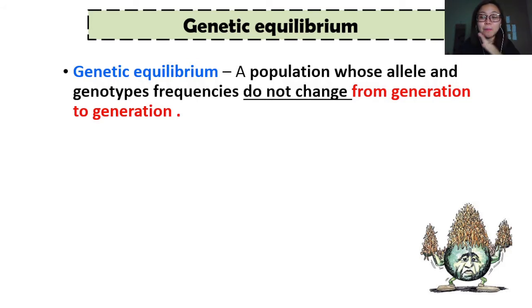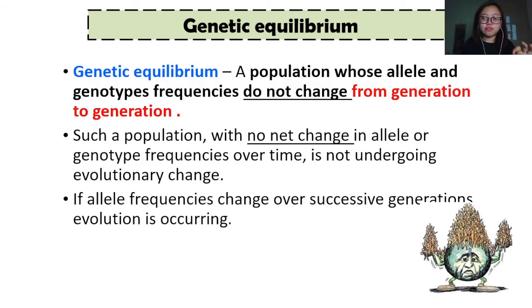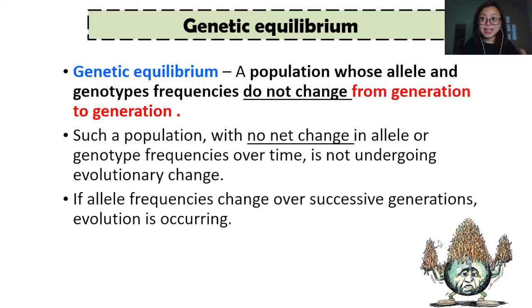That means in a population that is in genetic equilibrium, there is no net change in allele or genotype frequency over time, and it is not undergoing evolutionary change. It's going to be the same. It's going to look the same. Its DNA is going to be the same now until forever. If allele frequencies change over successive generations in this population, that means evolution is occurring.